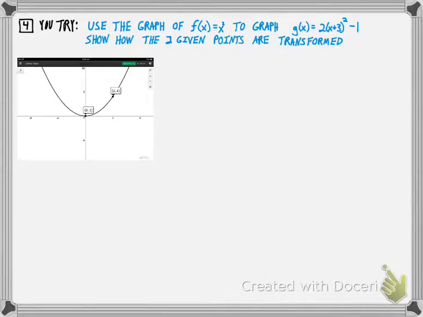All right, let's try a U-try. We're going to start with an x squared function, a common function, but our goal is to graph something that looks quite a bit more complicated. I would like you to think about one at a time the transformations you would use and what the final graph would look like. Be sure to show the two points as they are transformed.